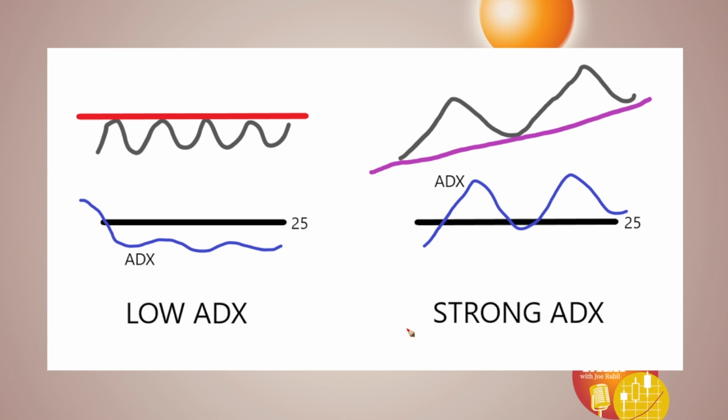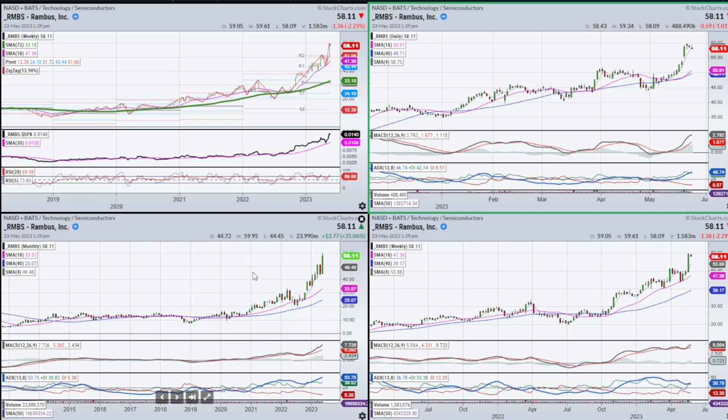All right, but those are the two main things that we want to start out with. That's low ADX for breakouts, strong ADX for pullbacks. All right, let's go into the actual stock example. Okay, so I've got the chart of Rambus up. In fact, I've got the quad chart, the grid: monthly, weekly, and daily. All right, those are the main ones we want to focus on.